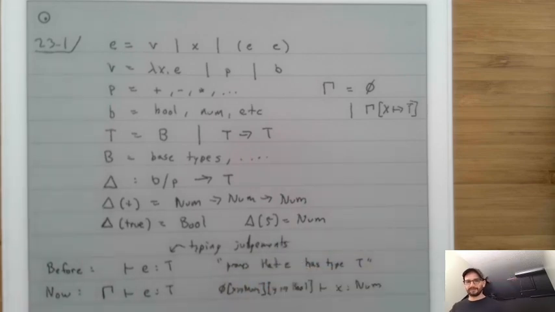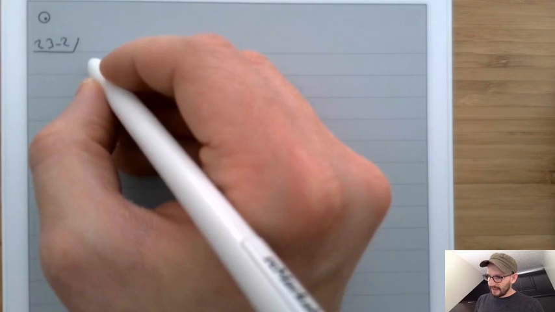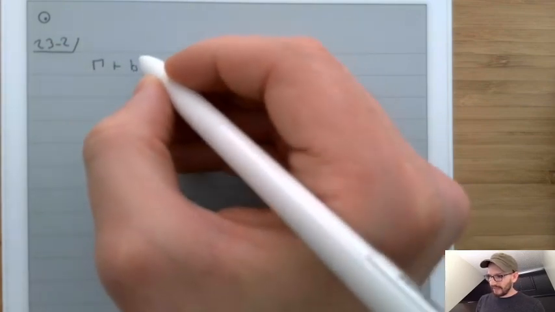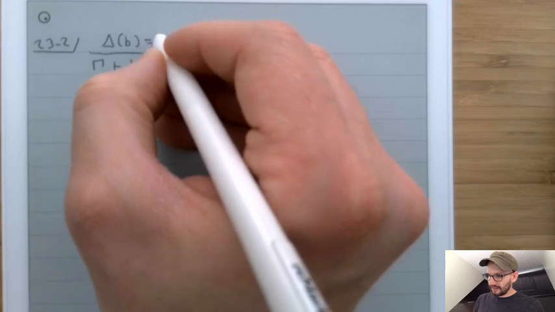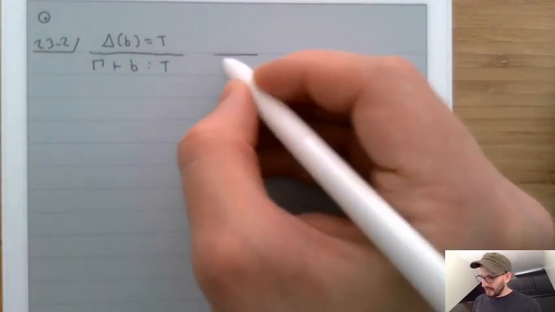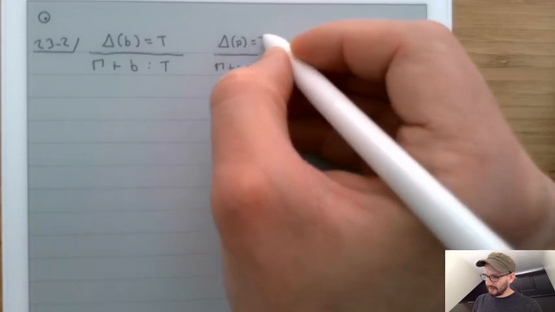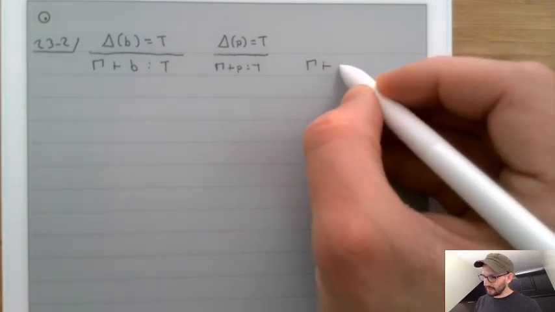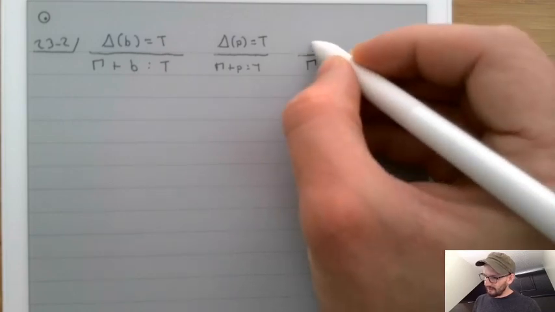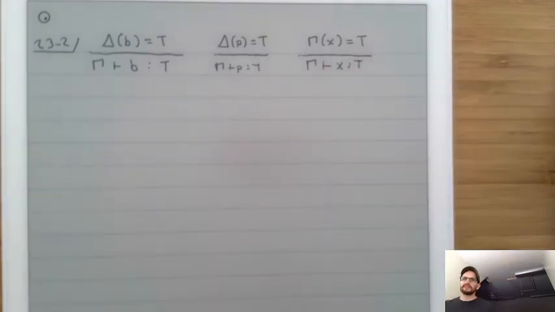Now let's write down the rules. The first rule is quite straightforward, where we say that gamma proves that B has type T if delta of B equals T. Next, we say that gamma proves that P has type T if delta says that P is of type T. The next rule is also straightforward. It says that gamma proves that X has type T if gamma says that X is of type T. So these are the most basic rules. They talk about constants, primitives, and variables.